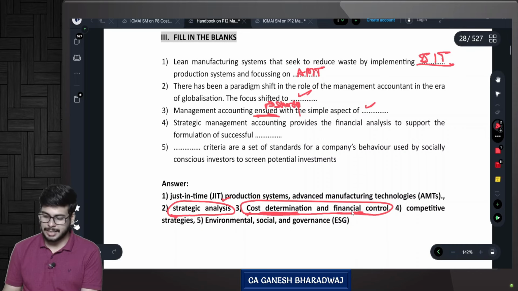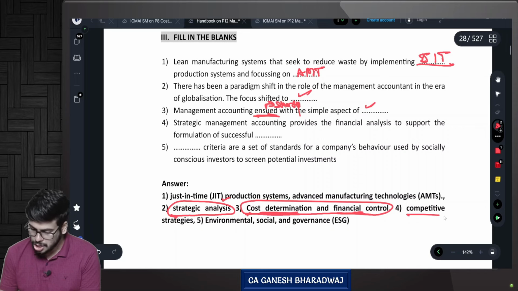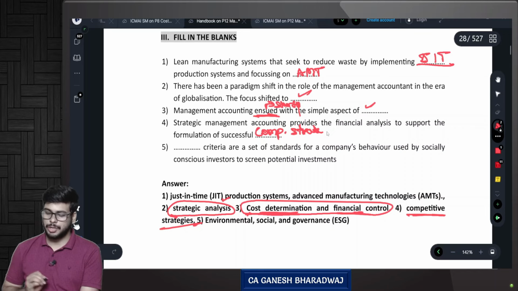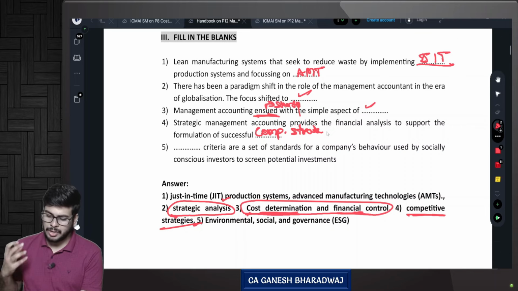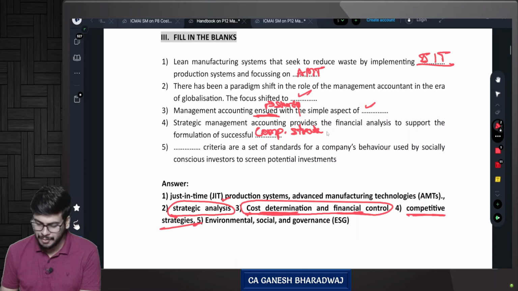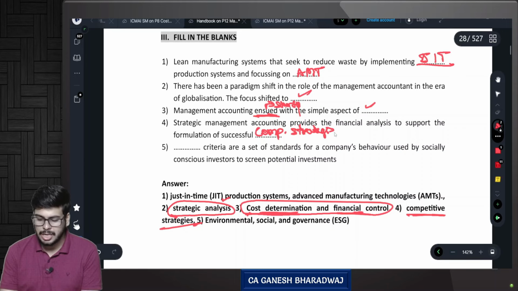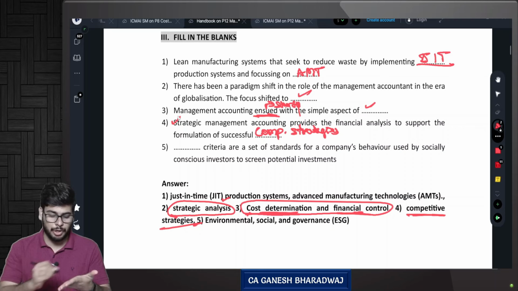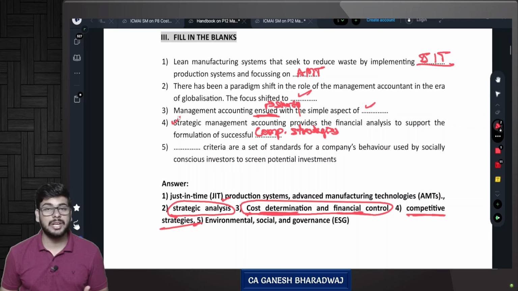You remember that? Yes. Strategic management accounting provides the financial analysis to support the formulation of successful competitive strategies. They have mentioned here competitive strategies. So here, strategic management accounting provides what? It provides financial analysis to support the formulation of successful competitive strategies. Fine. You learn certain things from fill in the blanks from an examination perspective. It's absolutely fine. Don't worry about it, because it's practically not possible for you to read line by line and remember what every line in the chapter says.